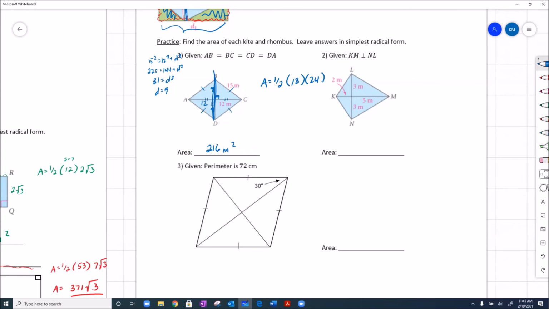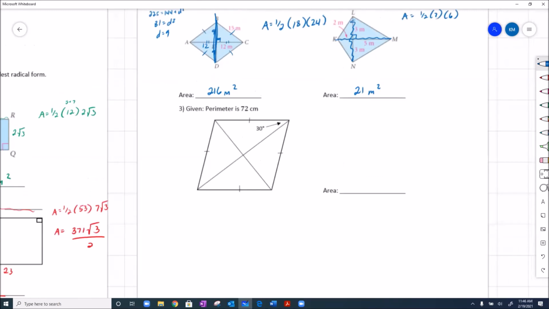Okay, number 2, it's a kite. Nice, it kind of had to give us a little bit more information. It says given that KM is perpendicular to L, so it's a kite. Our diagonal 1 would be here at 7, 2 plus 5. Our diagonal 2, here's 6. So we have 3 times 7, which is 21 meters squared.